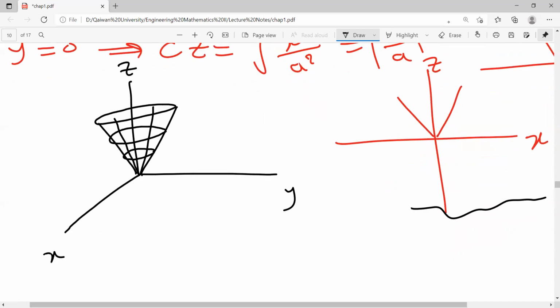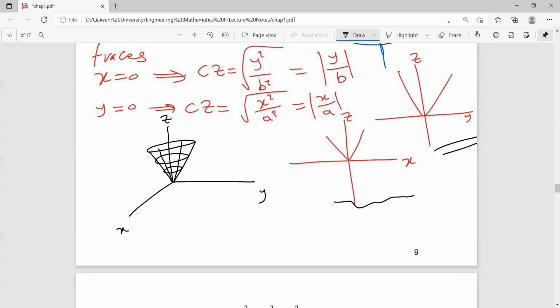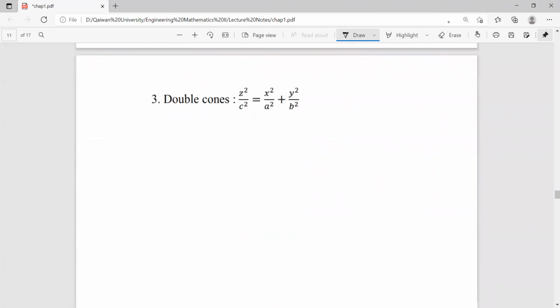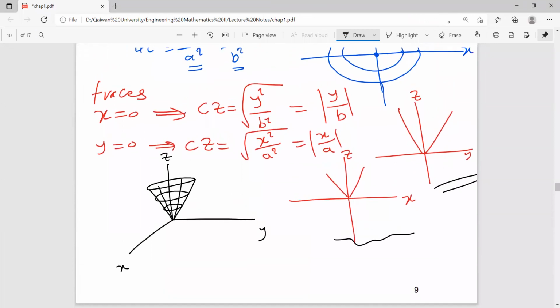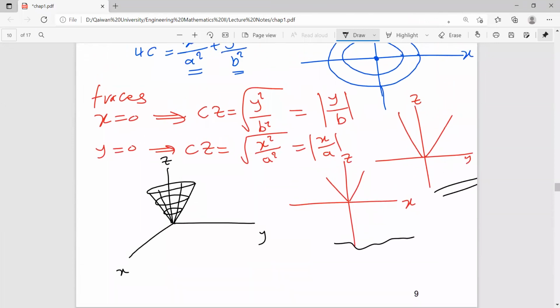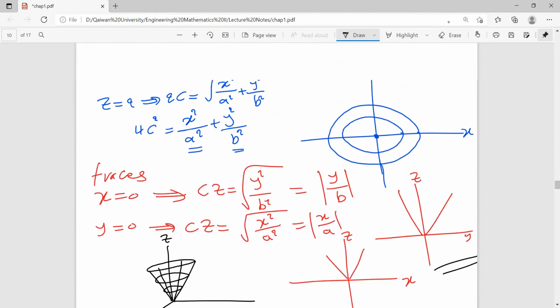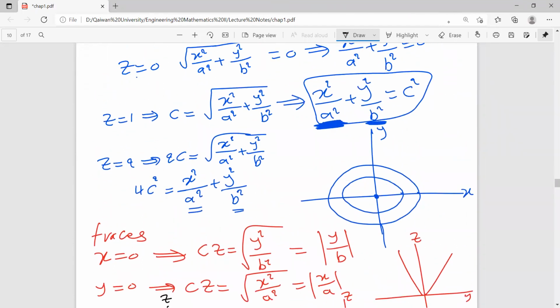But you should give possible values to Z. And here we cannot give negative values to Z because it's undefined. It's not in the range.